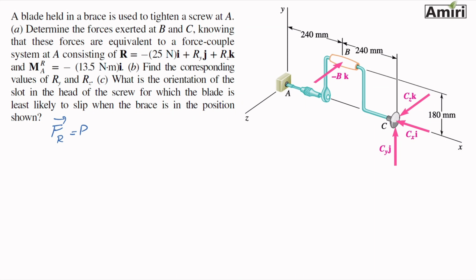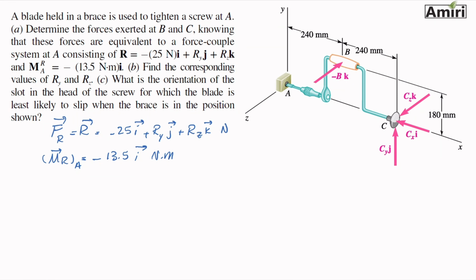Fr, or in this case R, is minus 25 I plus Ryj plus Rzk, and Mr about A. Again, just a slightly different notation, means the same thing. 13.5 I Newton meters.